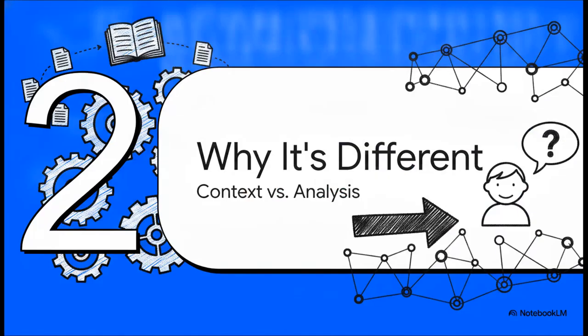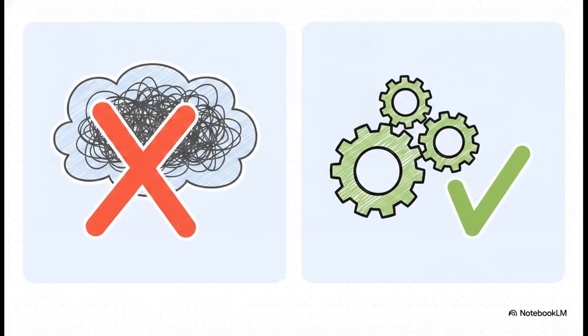Moving on to part 2, why NotebookLM is different. This is all about context versus the analytical job. Think about a general chatbot for a second. You usually have to paste in giant walls of context, right? Or assign these elaborate theatrical personas. But NotebookLM already has the context. It's literally sitting right there in your uploaded sources. Your prompt's real job here is to meticulously control the analytical task itself.